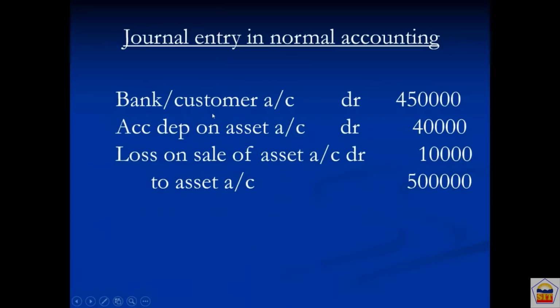We will debit the customer or bank. We'll debit the depreciation with 40,000, loss 10,000, and the asset will be retiring with the value at which we have acquired it, 500,000. But it is saying that in asset accounting, the transaction will be different.